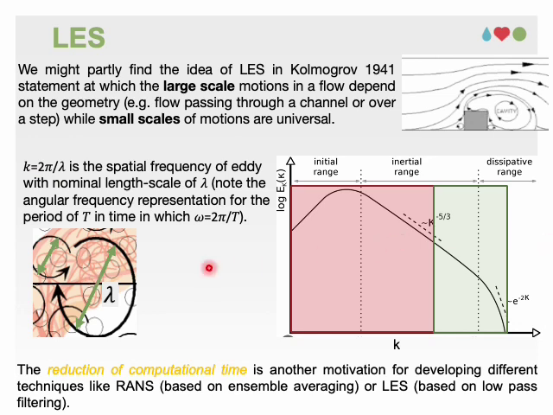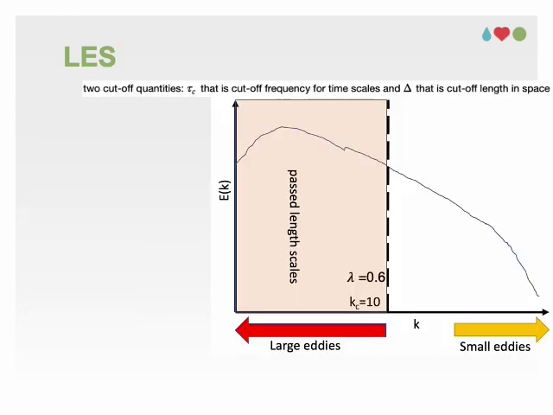By resolving only the larger scales shown in the red area and modeling the smaller eddies shown by the green area, LES substantially reduces the number of grid points required for the simulation, leading to an extreme computational cost reduction compared to DNS. However, LES requires a more sophisticated subgrid scale model which introduces additional computational cost.